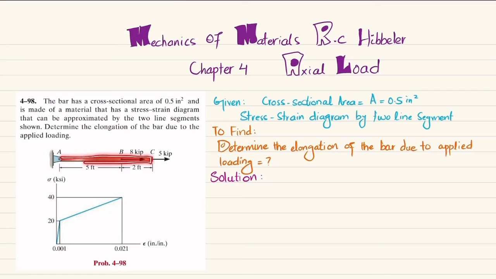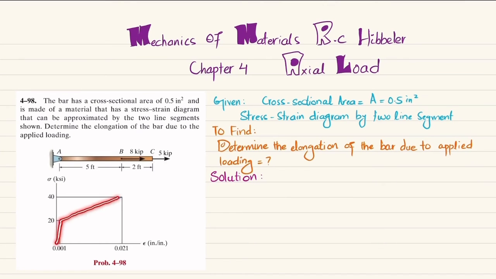So you can see this is the bar where at point C we have a 5 kips load and at point B we have an 8 kips load. And the stress-strain diagram for this bar is given by two lines. So you have to determine the total elongation of this bar AC. So let's start with the solution.